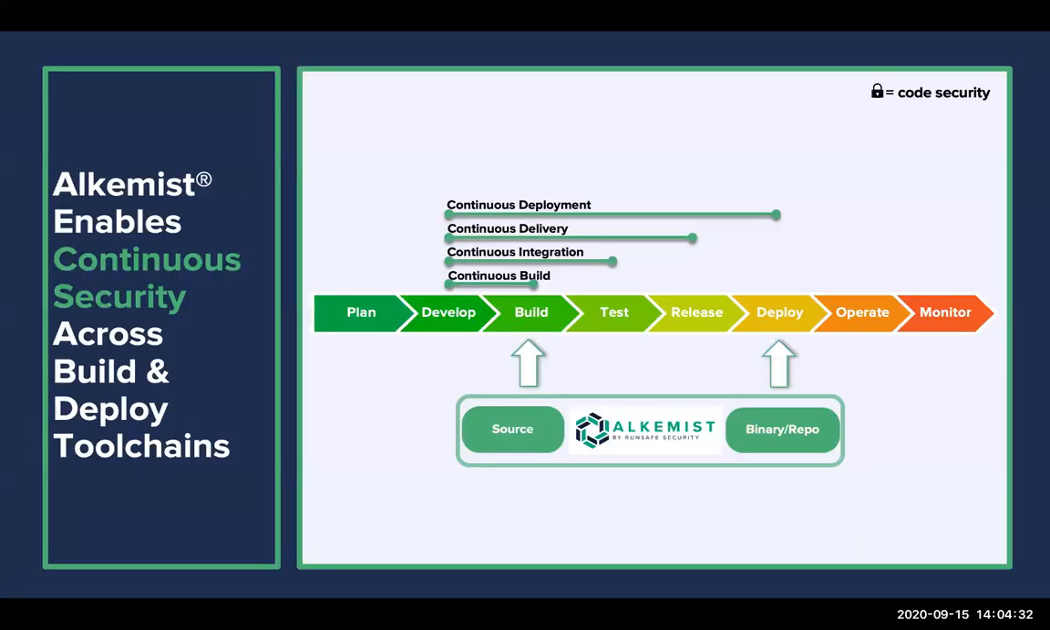So this is where Alchemist comes in. RunSafe's Alchemist product offers continuous security across your build and deploy tool chains at really any stage in the life cycle. Whether that's in the build process with our source tool, all the way through to deploy time, we've got an Alchemist binary tool and Alchemist Repo where we can deploy hardened versions of your existing code or of open source solutions or products that you're using in your solutions.